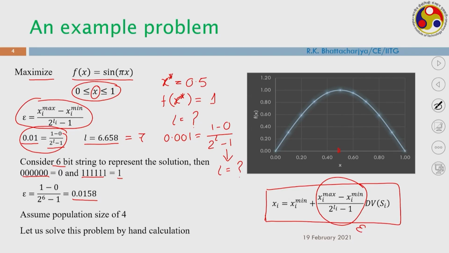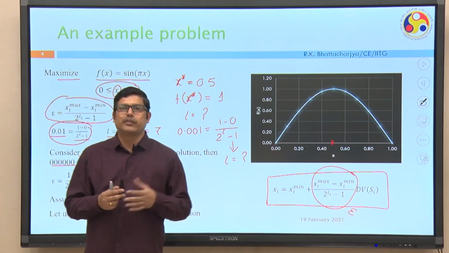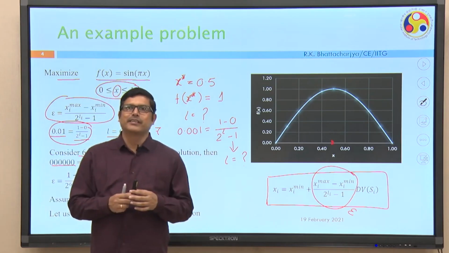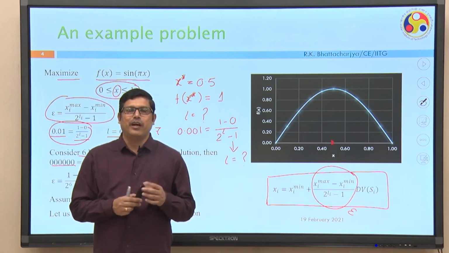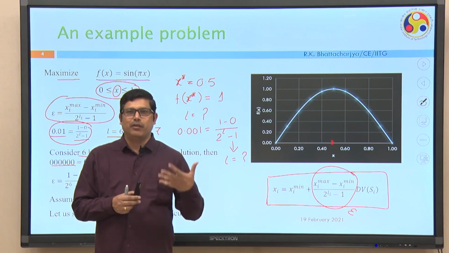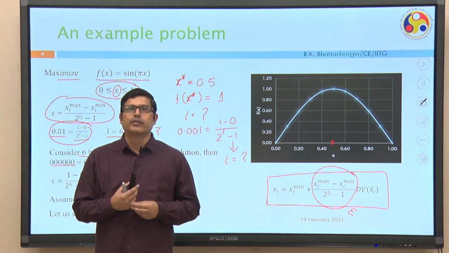Then the second decision is the population size. So, what should be the population size? Now, suppose your string length is 6. You can use around 8 to 10 times that as population size. So, maybe around 40 to 60, something like that, you can use.